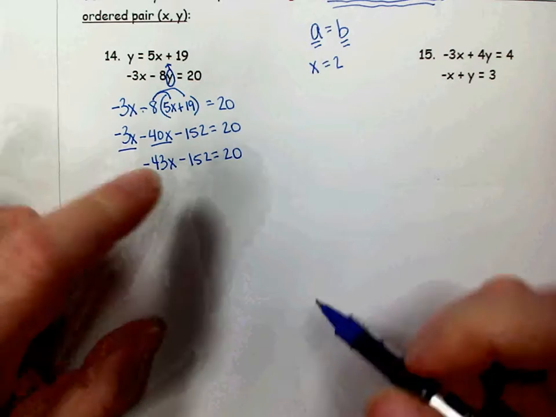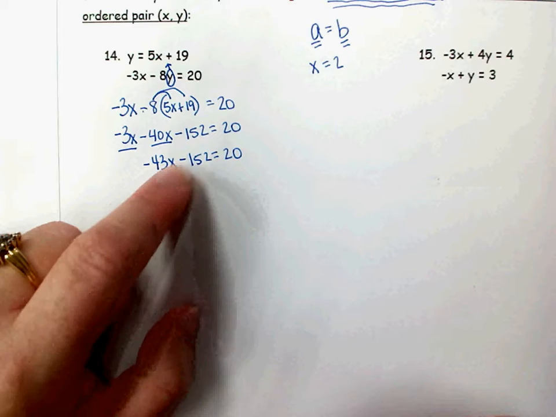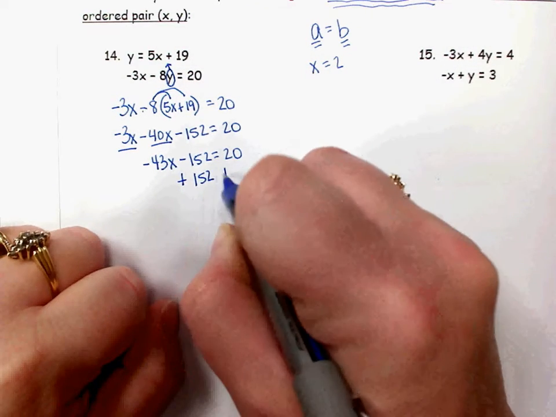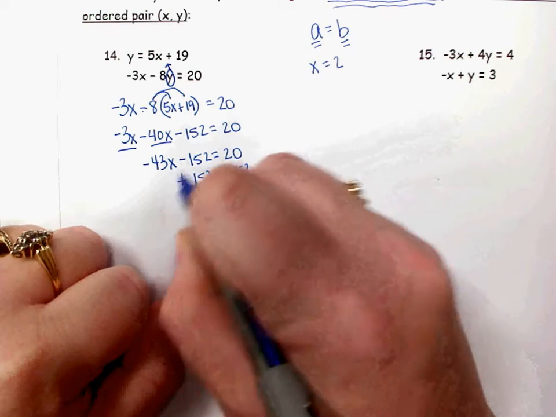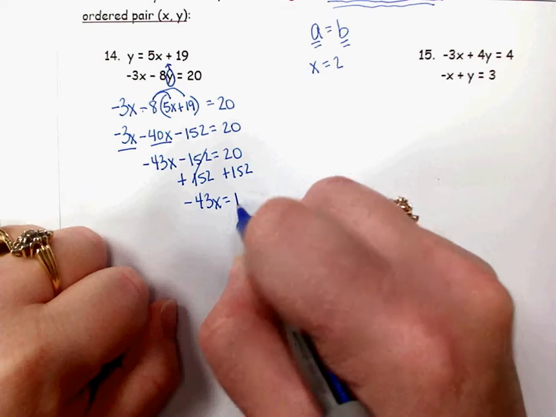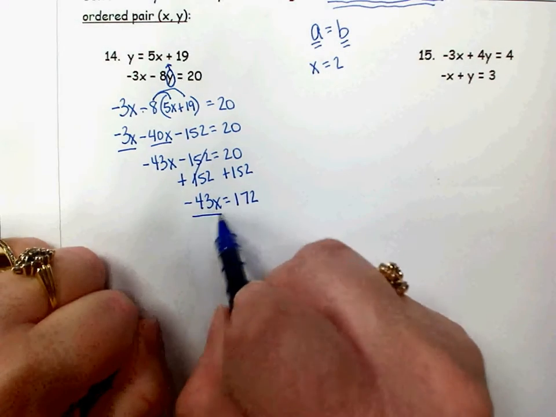Now this is just a two-step equation. To get x by itself, I have to undo multiplication and subtraction. So we undo subtraction first by adding 152 to both sides. We get the negative 43x is equal to 172. And then remember, this is multiplication, so you undo it using division.